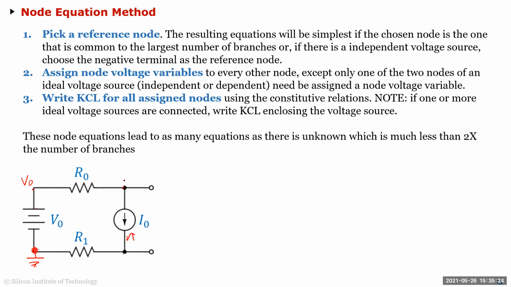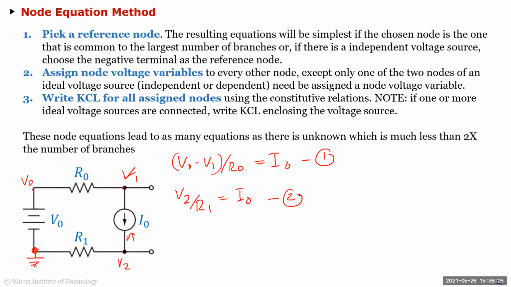Then basically I have just 2 nodes, right? Let's name this node V1 and let's name this node V2. Then you write the KCL for this node. The KCL at this node is (V0 minus V1) over R naught is equal to I naught, and then you write the KCL at V2, and that will be V2 over R1 is equal to I naught. Now you have 2 unknowns, V1 and V2, and 2 equations, and you just solve them, right?